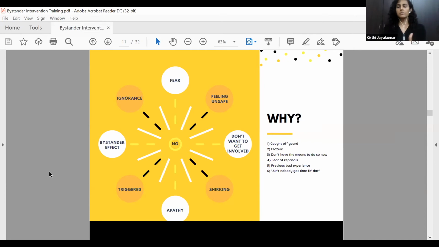Some of the other responses we also saw is a person might feel caught off guard. They may have all the knowledge, they may have all the preparations and the skills, but they may just feel like they're put on the spot at that point. Some felt frozen. Some just felt that they, at that moment, did not have the means to intervene because of other circumstances drawing their attention.